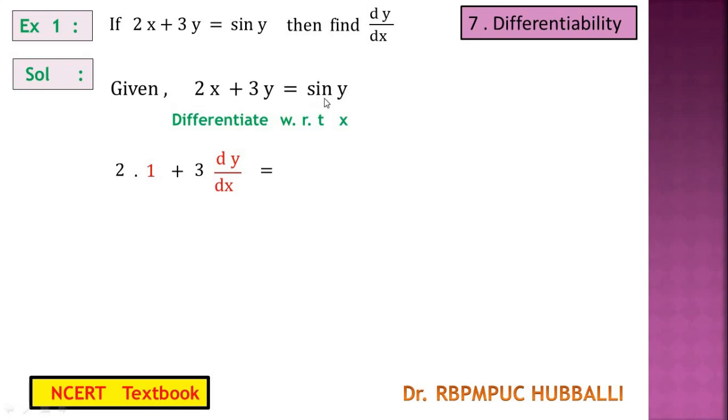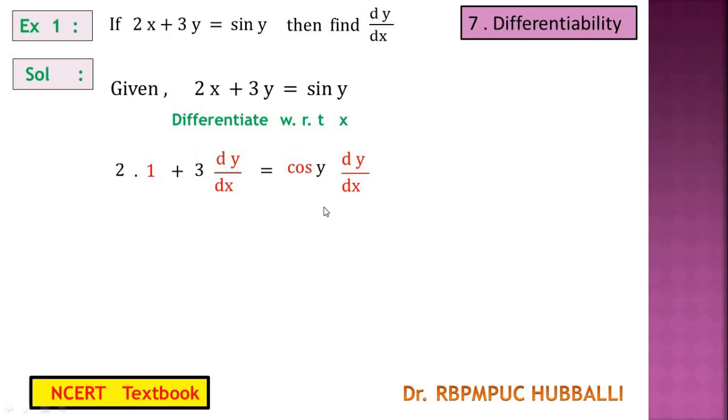What is the derivative of sin? Cos. Write the y variable as it is. That means the sin y function derivative is written with respect to y variable only, that is cos y, into dy by dx you have to write. That is the composite rule. Okay, the main function derivative is written cos, and after that the variable derivative dy by dx. I hope you understood how to write a derivative for the y variable.